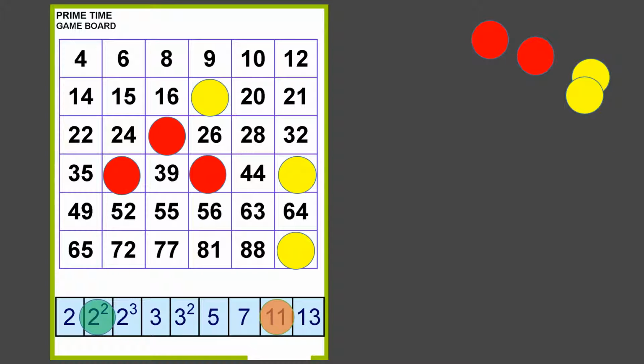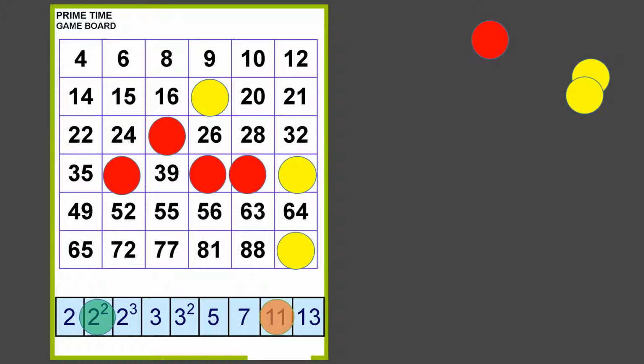As they're playing the game, the board will start to fill, and they're trying to work on getting 4 in a row. So we have 2 squared times 11, which is 4 times 11, or 44. So the red player can cover up the 44. So now they only have 39. If they get a 39, they can cover up that space on the board.